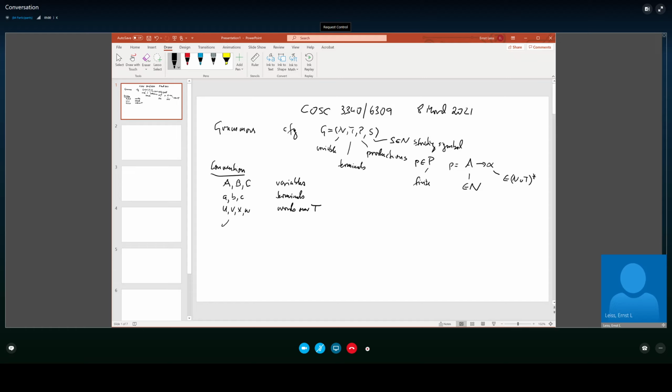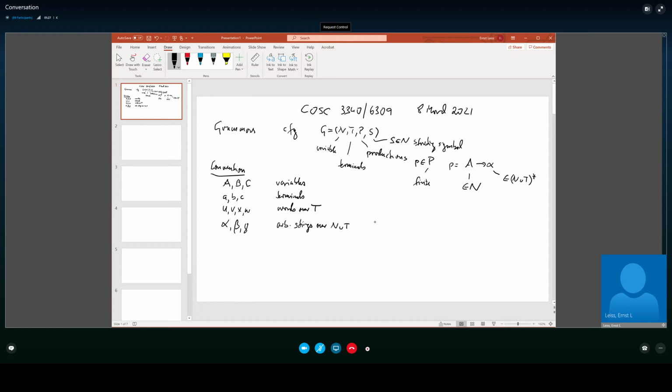And then lowercase Greek symbols are arbitrary strings over N union T. So these can contain variables, they can contain terminals, and so on.